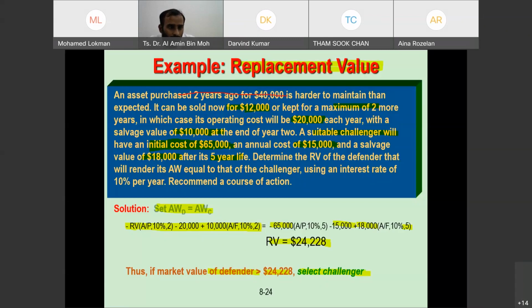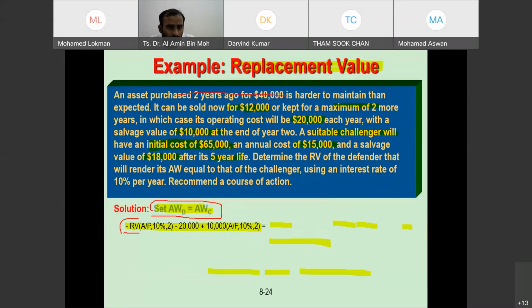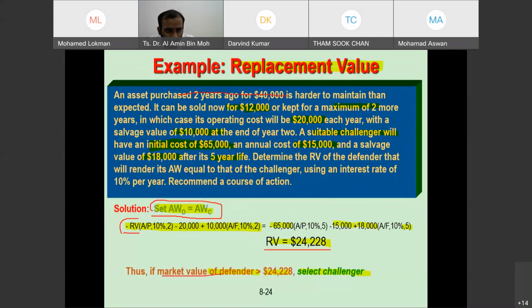So you can look back at this example. Basically, equate this and then set P, but we put RV, as explained just now, right? Use RV in place of P, and then calculate, you get the RV. So what's the conclusion? If the market value of the defender is greater than 24,228, then we select the challenger.